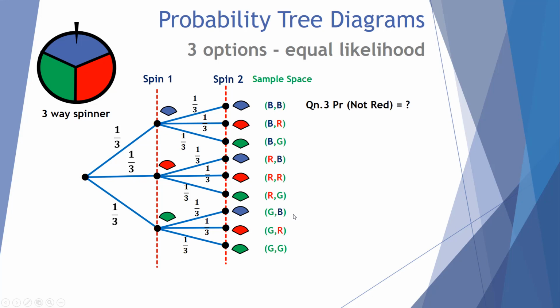What's the probability of not getting red? Well, I can easily work out all the options here without red, 1, 2, 3, 4, and divide that by 9. And that will give me an answer of 4/9.